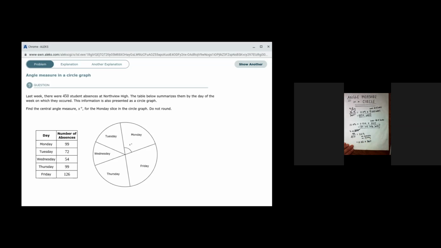360 degrees are in a circle. So the handy dandy calculator says that answer, unrounded, is 72.9 degrees. So that little slice of pie would be 72.9 degrees. We found the percent of the students that were absent on Monday, and we multiplied that by the total degrees in the circle to get the total degrees of that central angle. All right, cool. Nicely done, everybody.